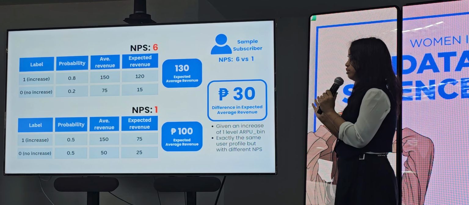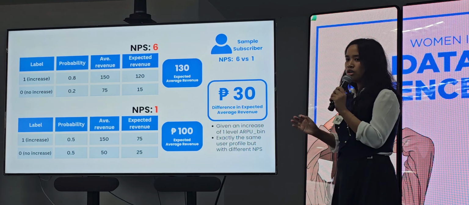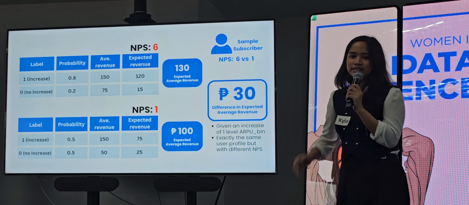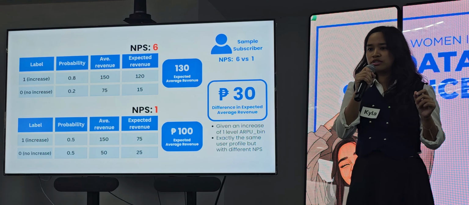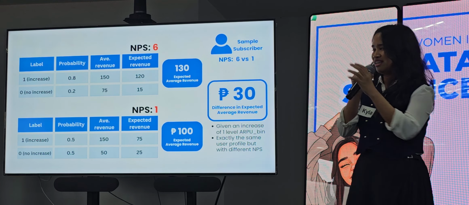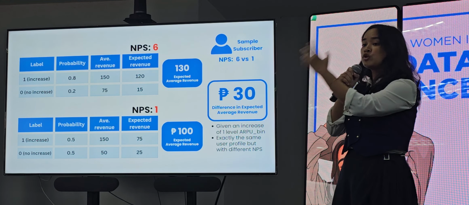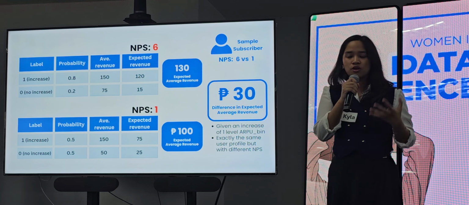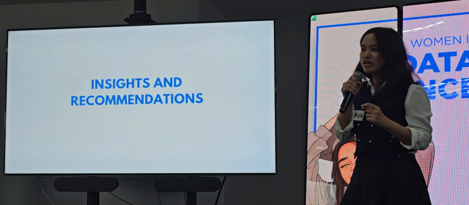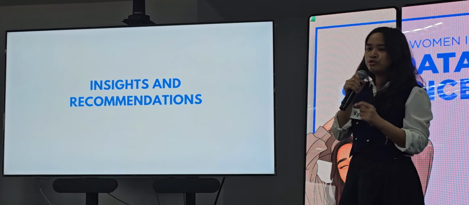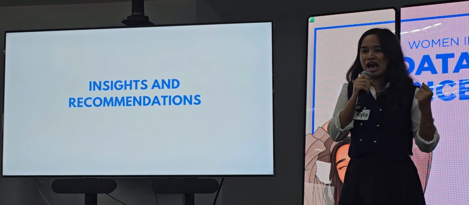If we use the same application with a user with an NPS of 1, we can see that there is a 30 peso difference in the expected average revenue for user groups with these kinds of profiles. That's all for the insights, and now let's have Rosh for a deeper look at the conclusions and recommendations that we have for the study.